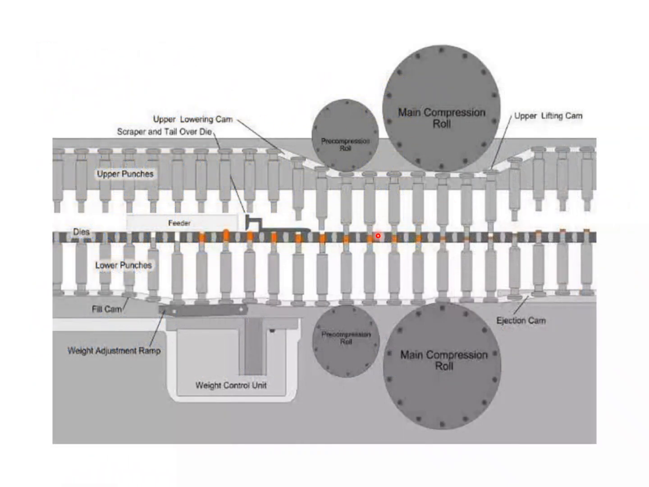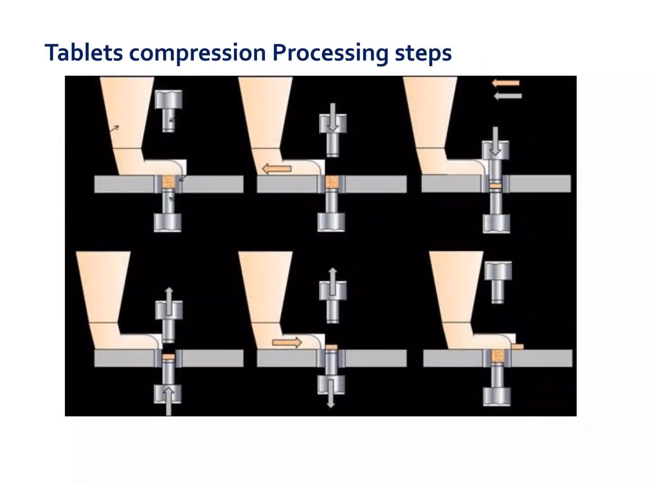So this is a compression machine. Here we can see different processing steps of tablet compression. This is very important for tablet manufacturing. We can see here this is the hopper, this is the upper punch, this is the lower punch, this is the die cavity. The orange color section is the die cavity. So what is happening here? First of all, die filling of the cavity occurs upon the addition of granules which come from this hopper.